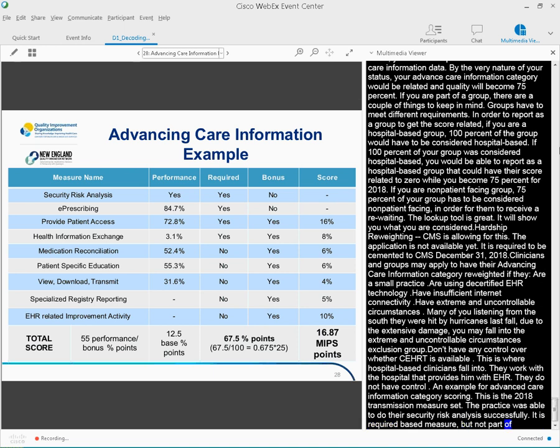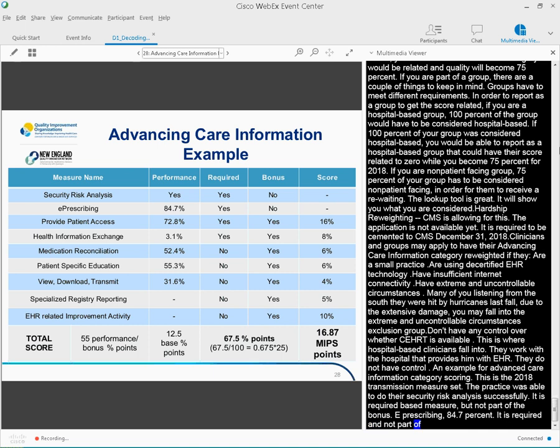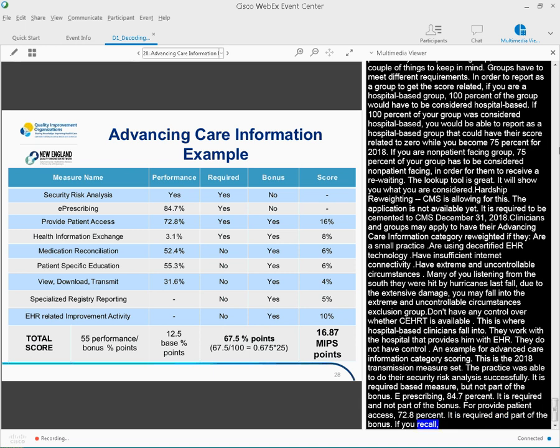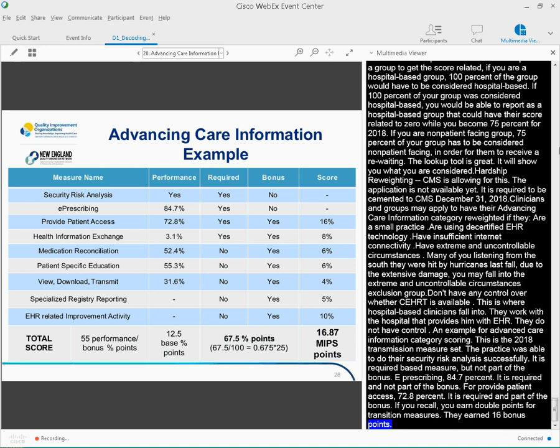It is required and not part of the bonus, so again, no bonus points were awarded. For provide patient access, they earned 72.8 points. It's required and is part of the bonus. And if you recall, for the transition measure set, you earned double points. So they actually earned 16 bonus points there, or bonus percentage points. Health information exchange, they were at 3.1% performance, earning them 8 bonus points.